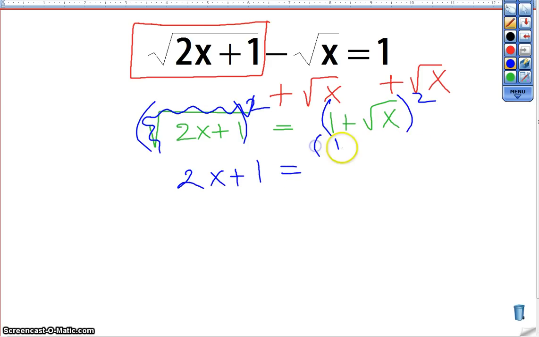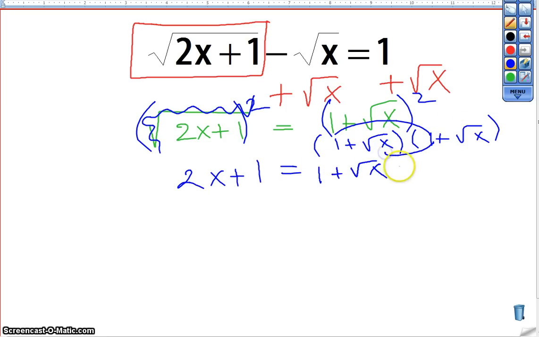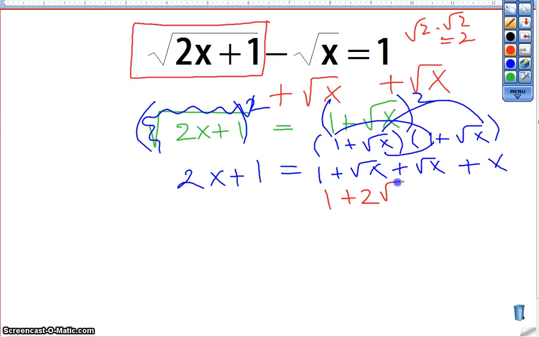Let's FOIL this. Are you ready? You're good. You can do this. I'm going to multiply 1 times 1, 1 times the square root of x, 1 times the square root of x, and square root of x times the square root of x is x. Think about that. Square root of 2 times square root of 2 is 2. Remember when you multiply two houses that are the same? Let's put stuff together. That's 1 plus 2 square root x plus x. Over here I have 2x plus 1.